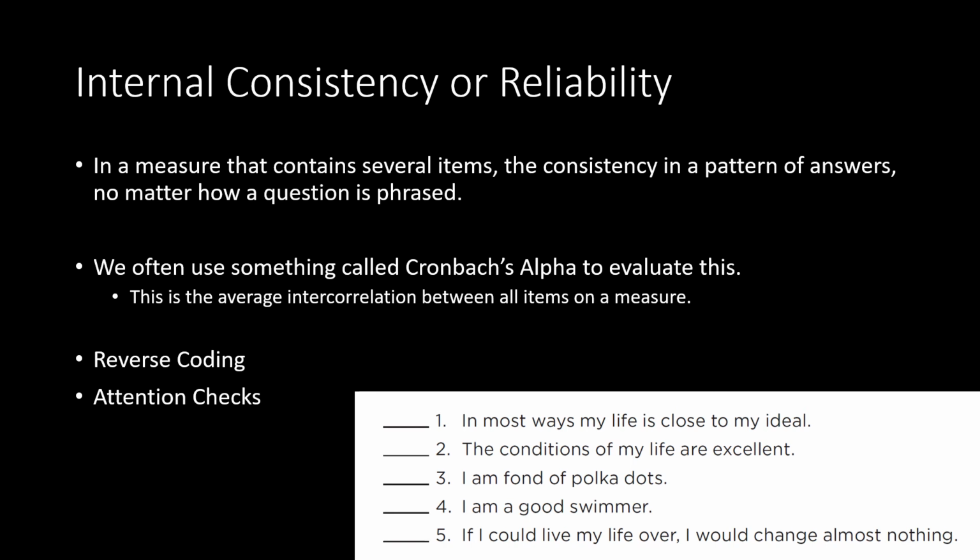And so the higher that Cronbach's alpha, the closer to 1 it is, the more that indicates that all of the items on your measure are all indexing the same type of thing.